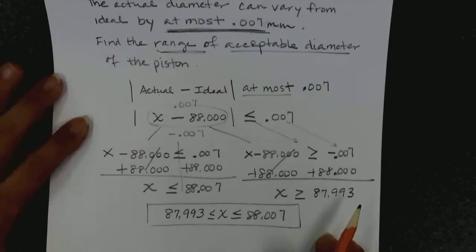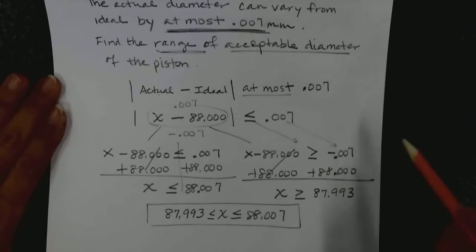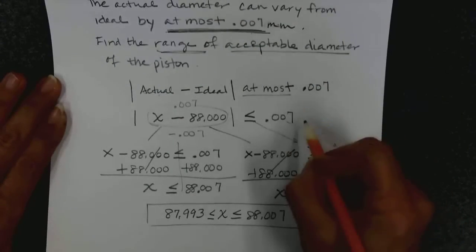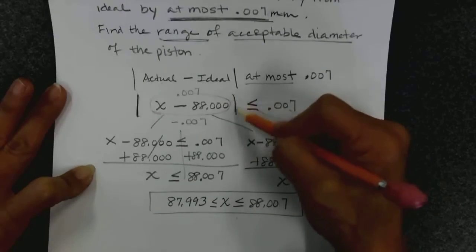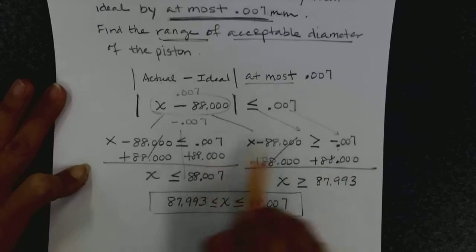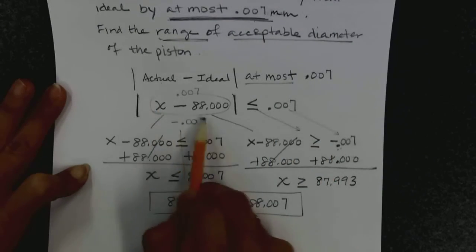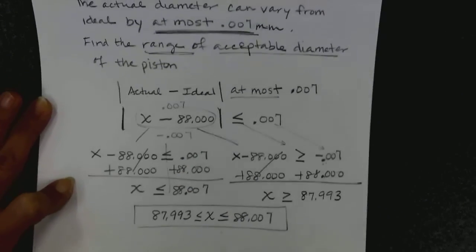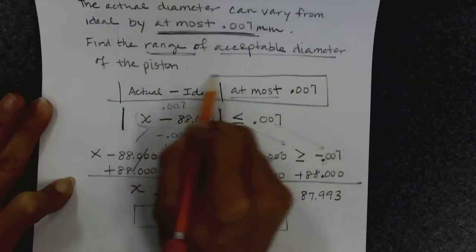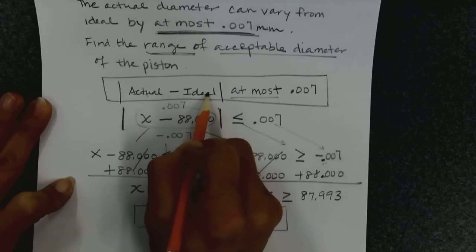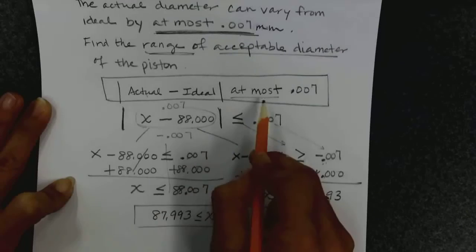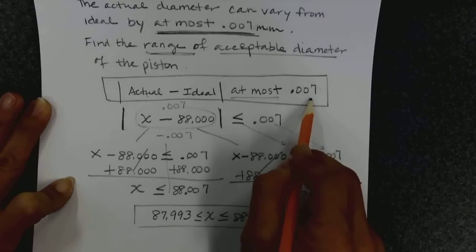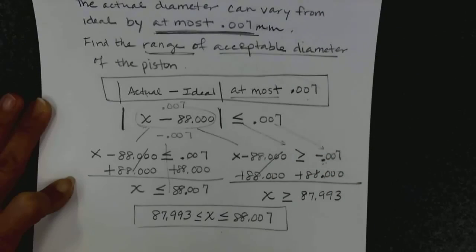To meet the requirement of 0.007 millimeters. So we've talked about error before, and this is what we're talking about. We could be off by 0.007 millimeters, and I want to know what those measurements are. And this tells you that this is that plus or minus, right? Plus or minus. I could be off by this, and it's expressed in an absolute value inequality. So remember, when you're doing this type of problem, it's actual minus the ideal, where actual is your x. Ideal is the measurement that's given, and then I want to be off by at most, or vary by at most, this number right here.